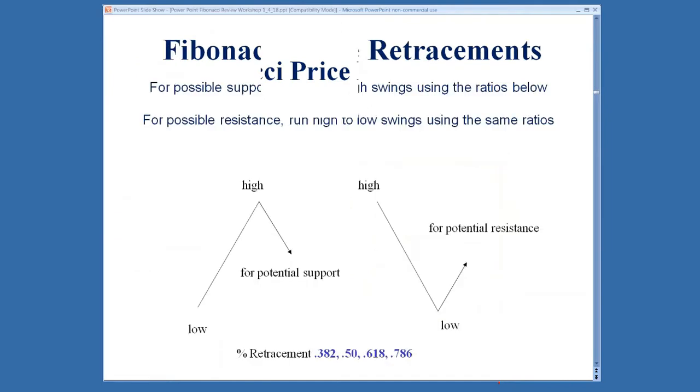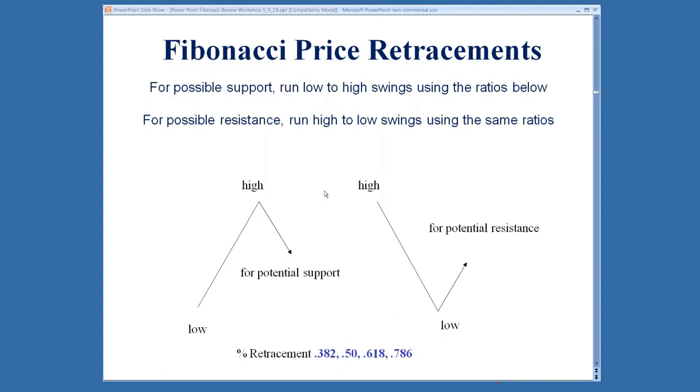Okay, so let's take a look at retracements first. When we're looking for possible support, we want to start our analysis by looking for the prior low to high, and that'll give us our ratios below. We'll take a look here in a minute. And for possible resistance, we want to run our analysis starting with the prior swing high to the low, and that'll give us our retracement levels up.